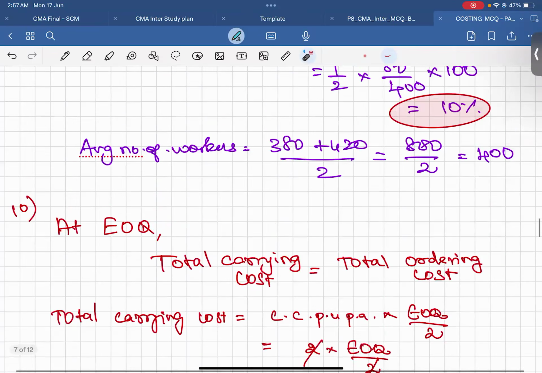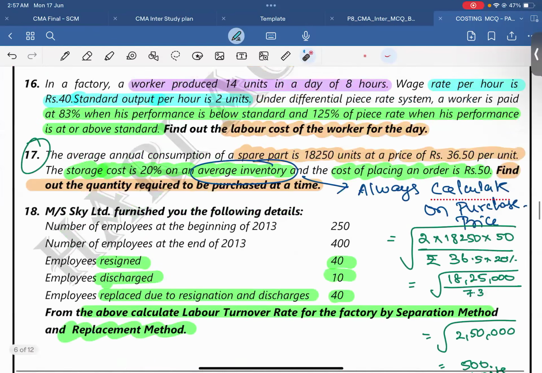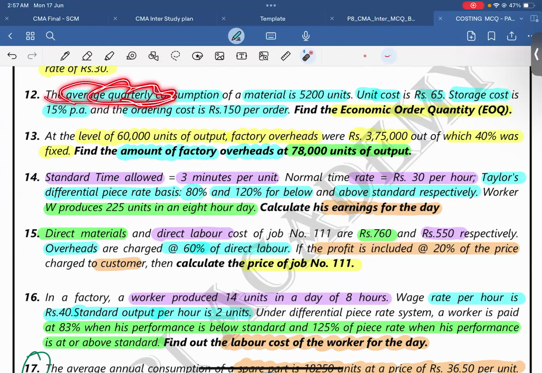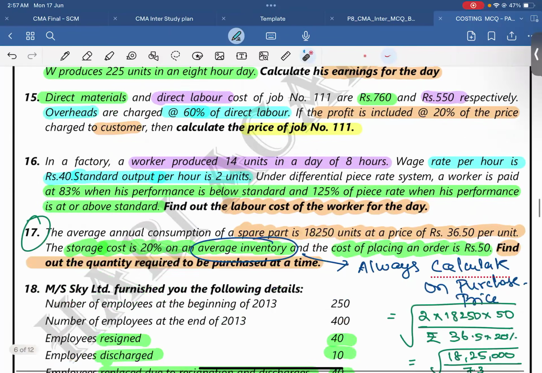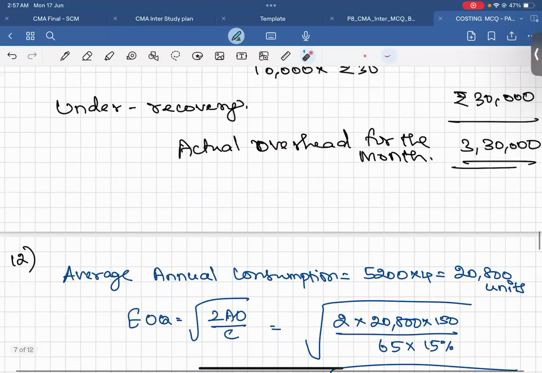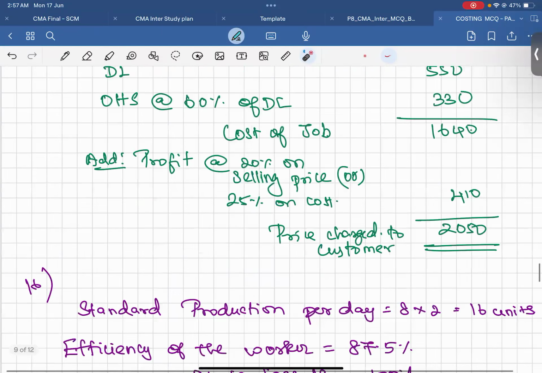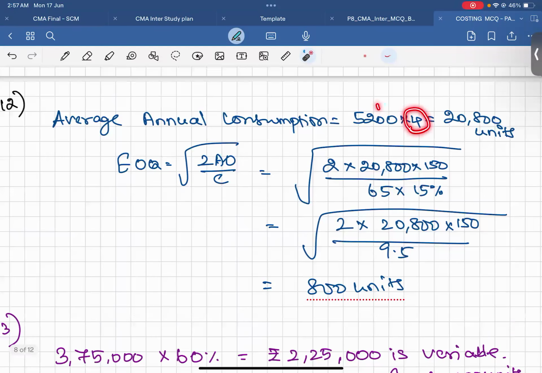So that's question number 11. Now we'll go with question number 12. The average quarterly consumption of a material is 5,200 units. The keyword is quarterly. Unit cost is 65, that is your purchase cost. Storage cost is 15 per unit. The ordering cost is 150 per order. Find the EOQ. EOQ is very simple. Root of 2AO divided by C. Here it is quarterly consumption, and you need annual consumption. That is 5,200 into 4.